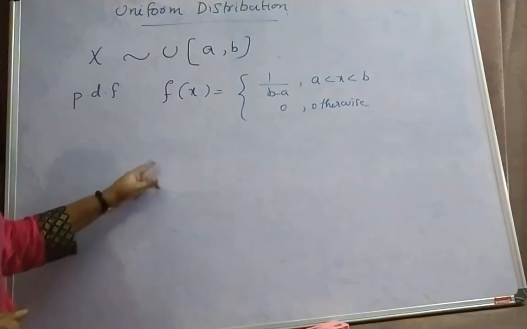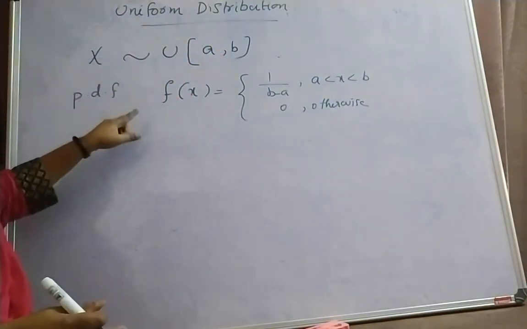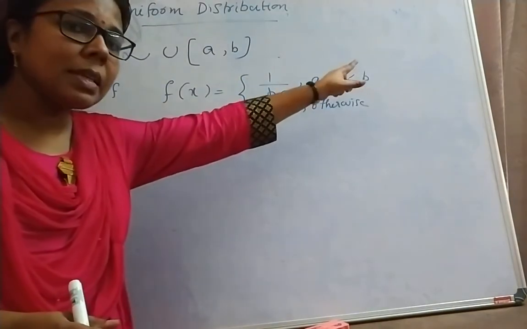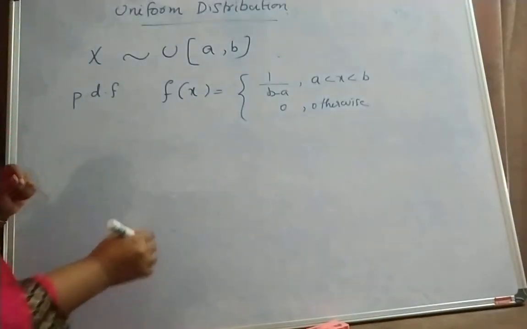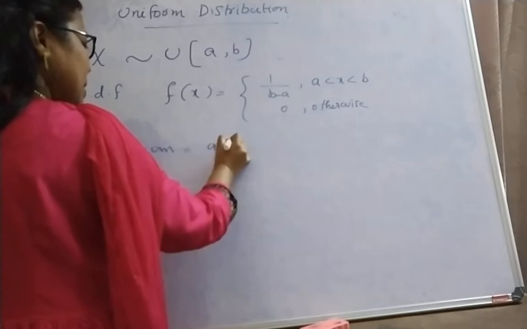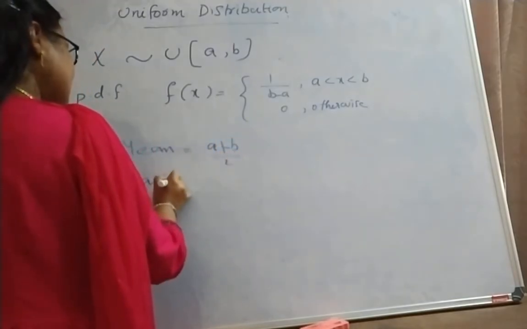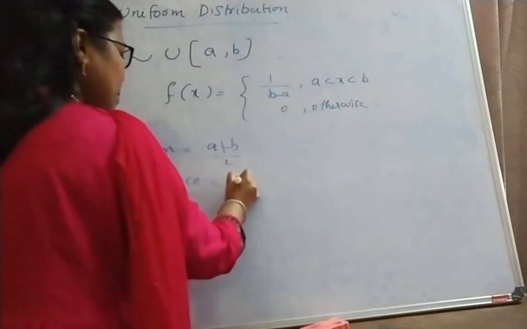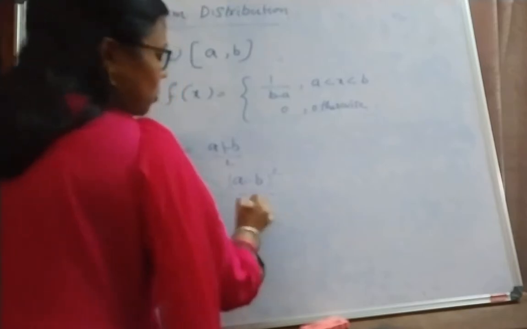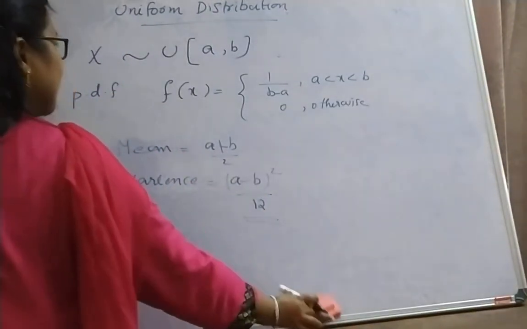Here we get, for a uniform distribution with a random variable x, the PDF is f of x equals 1 by b minus a, for a less than x less than b. The mean is a plus b by 2. The variance is a minus b the whole square by 12. Then we are going to solve a simple problem.